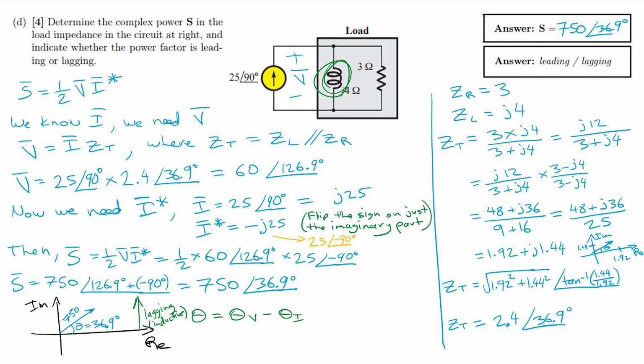So now what about if the power angle is negative? Well, then that would be leading, and it would represent a capacitive type of load. Okay, so in this case we answer lagging.